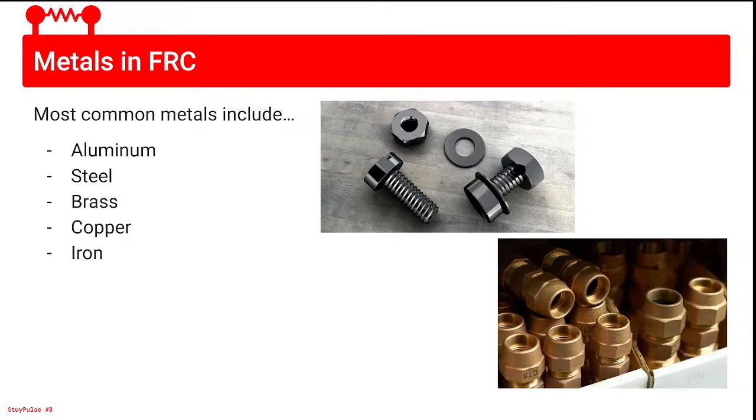Metals in FRC. Obviously, you're able to use whatever metal you really want. I'm going to recommend against some materials that are very costly, like titanium. If you have the money to make a full titanium robot, have fun. We don't. I think most people don't have that type of money or those machining capabilities. The most common FRC metals are aluminum, steel, brass, copper, iron, and there are a few others, but these are the ones I've worked with personally and have the most experience with.